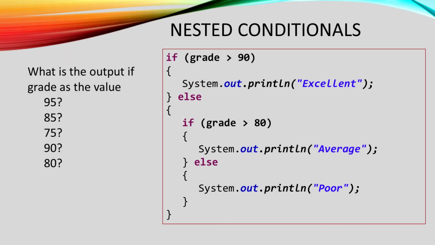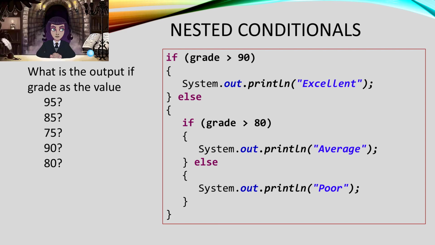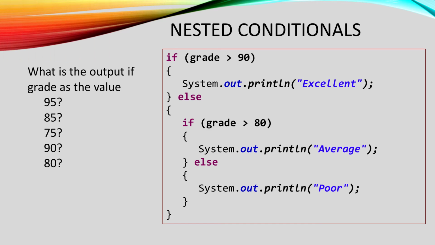We can put any code inside of a conditional, including another conditional. This is called nesting conditionals. When you see code like this and you want to understand what it does, what should you do, Zumi? Be the machine. Right. So pause the video for a minute and see if you can figure out what the output is for each of these values of grade.